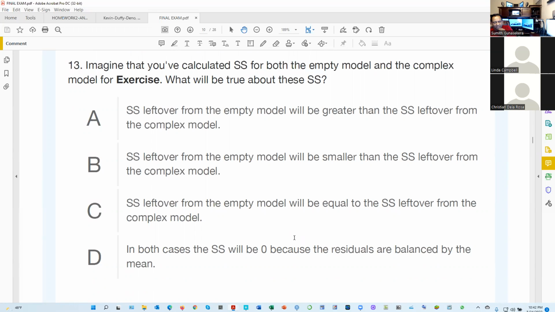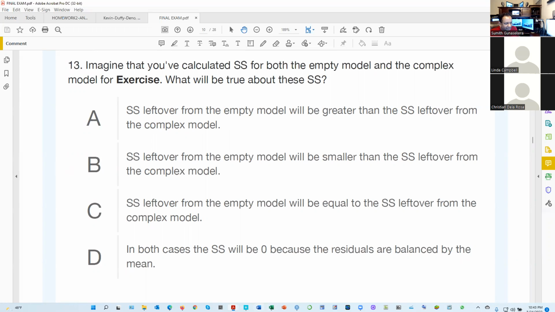I'm talking about leftover, not the same thing. SS leftover, sum of squared leftover, sum of squared error. The sum of squared leftover from the empty model will be greater than the sum of squared leftover from the complex model. Yeah, that's part A, because the SS leftover from the empty model is larger than the SS leftover from the complex model.